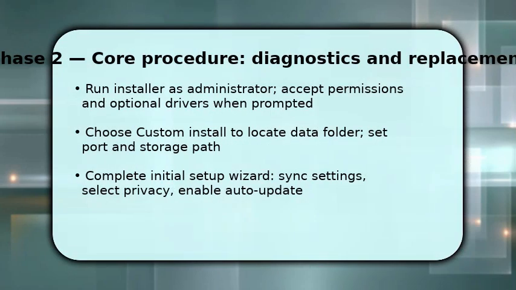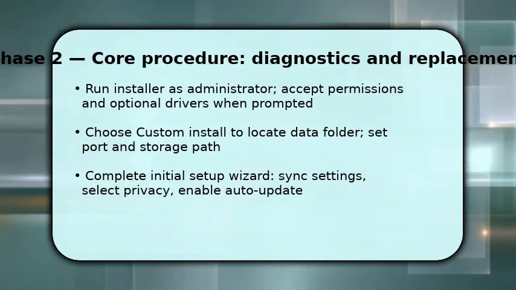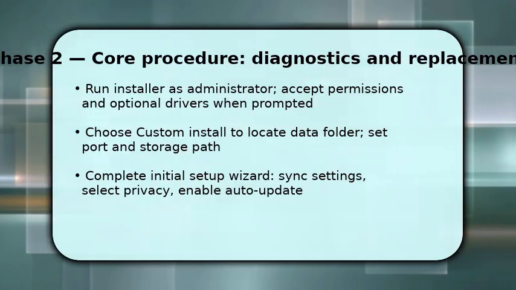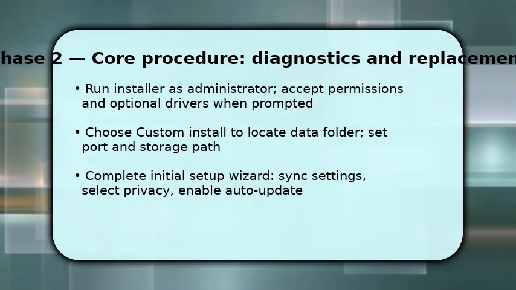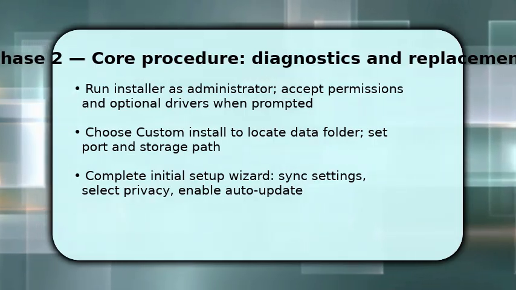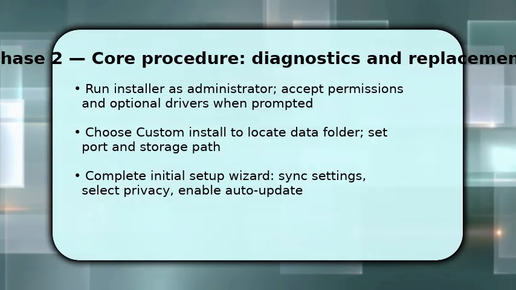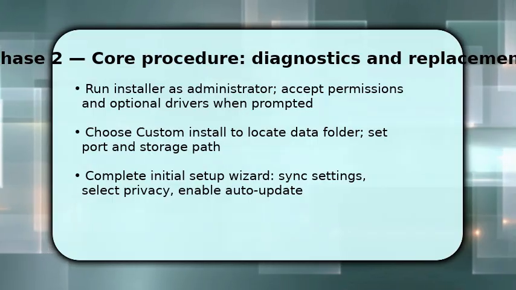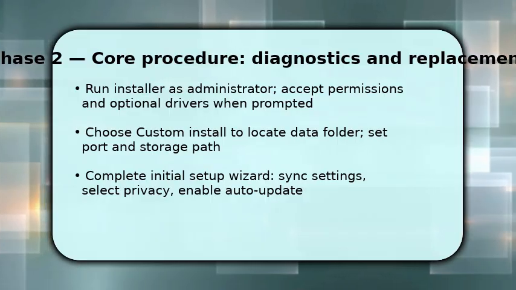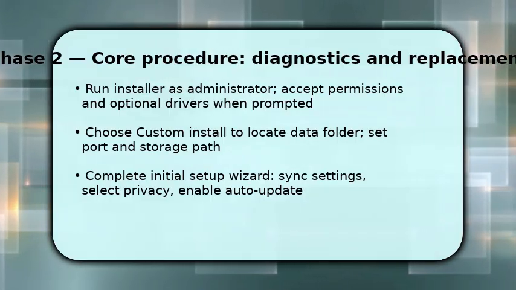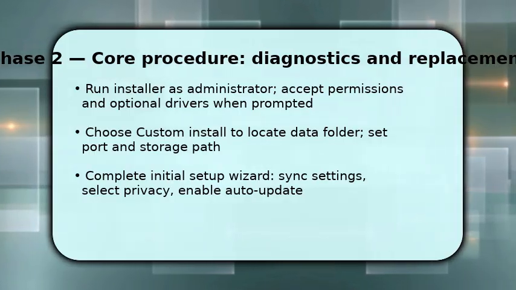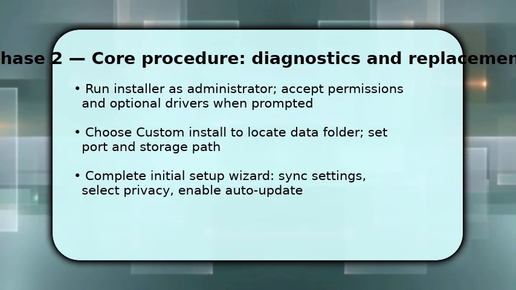Now you run the installer and configure VEO3 for your environment. Start the installer as administrator. Accept permission prompts and any driver installs to ensure hardware access. Choose custom install if you need a specific data folder or non-standard port. This helps with backups and network policies. During the setup wizard, sync your account settings, select privacy levels, and enable auto update so you receive patches. Once configured, the service will register and initialize background tasks automatically.